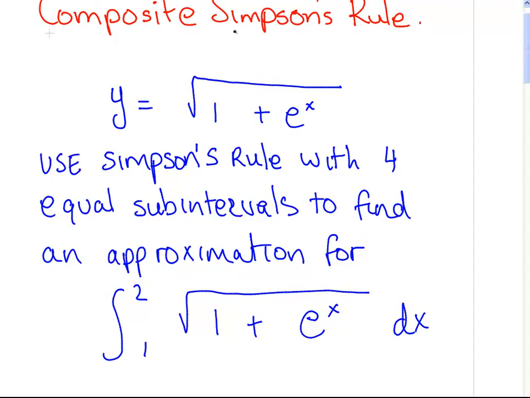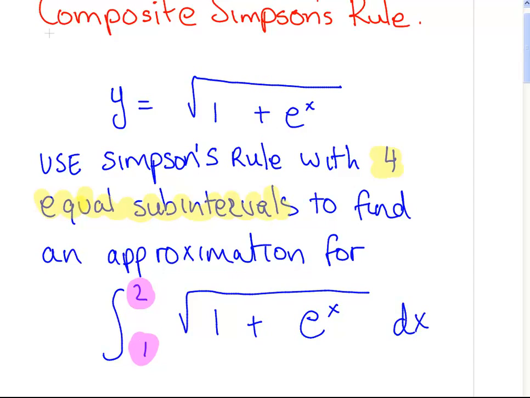Use Simpson's rule with 4 equal subintervals, that's important, to find an approximation for this integral, the integral from 1 to 2 of the square root of 1 plus e to the x. Something to note here is the boundaries of this interval, the limits, are 1 and 2.